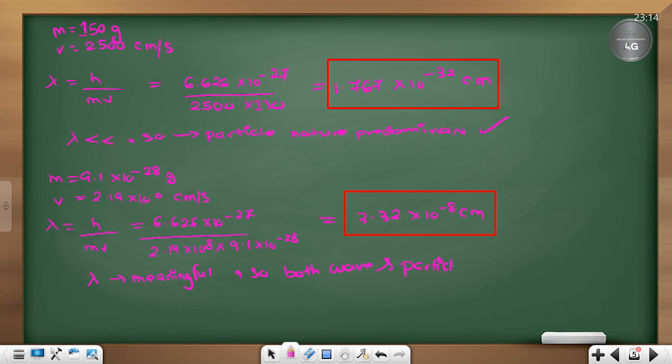Now you will say, then let's consider wave. No, particle nature we cannot ignore. It has a velocity, it has a mass, it has to have a momentum. So particle nature we cannot ignore, but wave nature also we cannot ignore. It is both a wave and a particle.